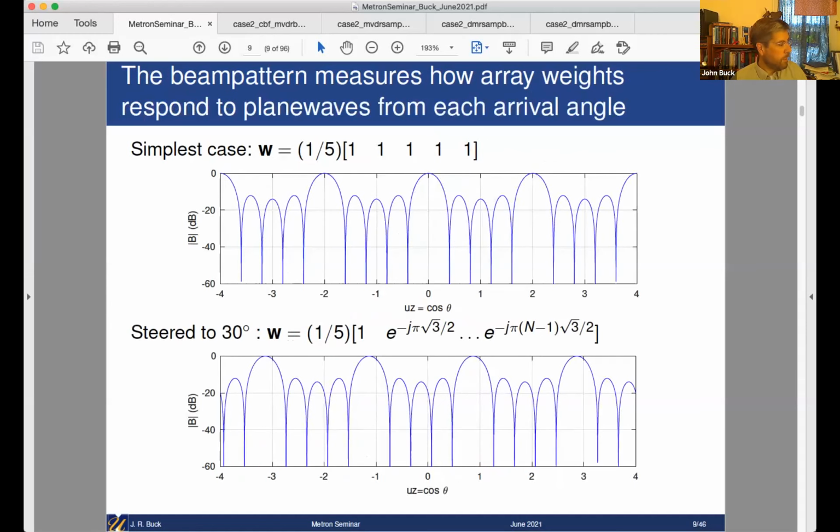Okay, and then the question is, how well does an array do it, keeping the things I want and rejecting the others?